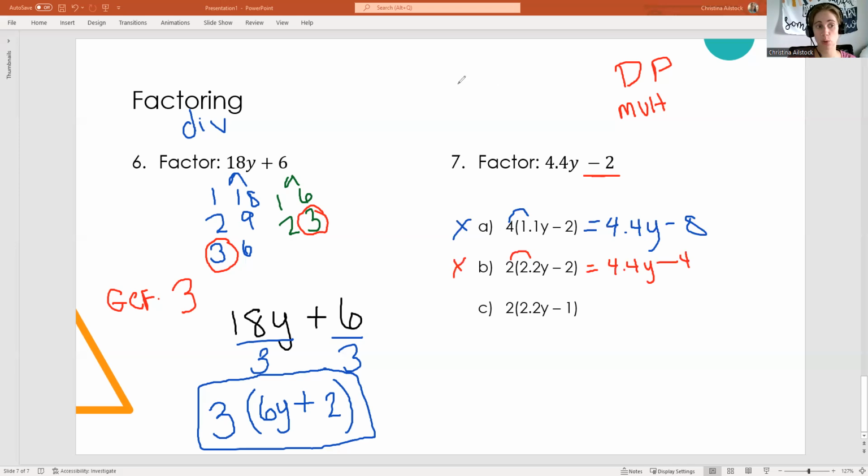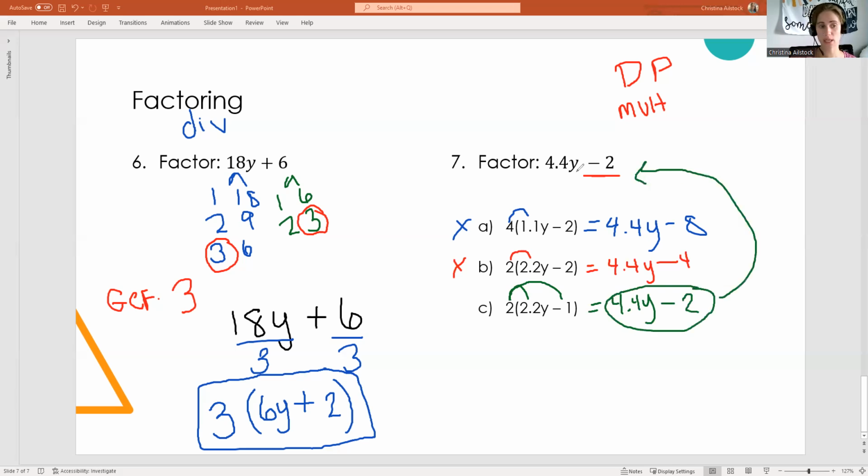So let's hope this last one works, but because it's a quiz or a test, I never want to just guess. I want to be sure. So 2 times 2.2y equals 4.4y, and then I realized I'm not doing a good job of showing my work because you got to distribute to everything. So then 2 times 1 is 2, and looky there, that matches, which means that C is the factored form.